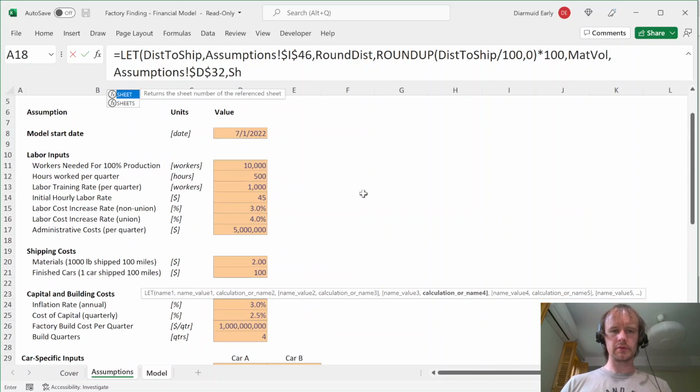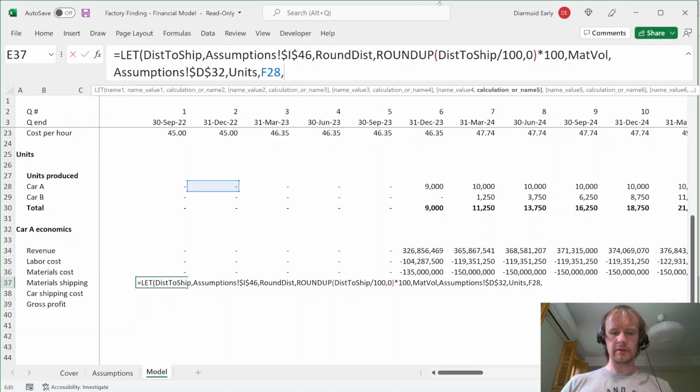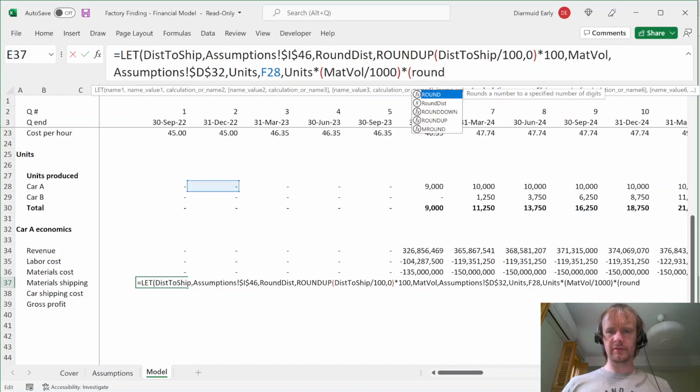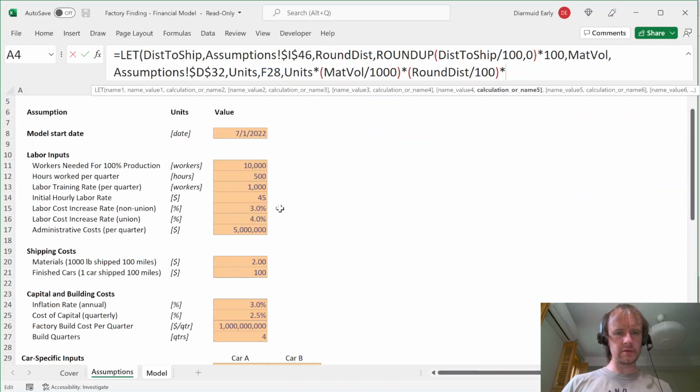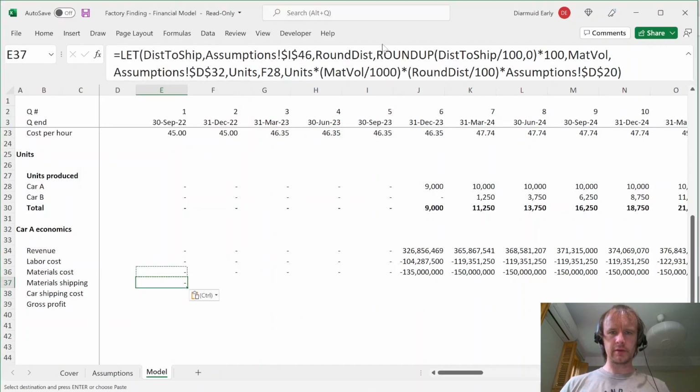And yes, then ship cost. Units. And I'm interested in the number of units in the next quarter, so I'll just point to that one there. And then my actual shipping cost is going to be units times material volume per unit, and then I'm interested in the cost per 1,000 pounds of that, times my round distance, and I have a cost per 100 miles of that, so divide by 100, times this shipping cost right here. And I think I need a minus sign in front of all of that.